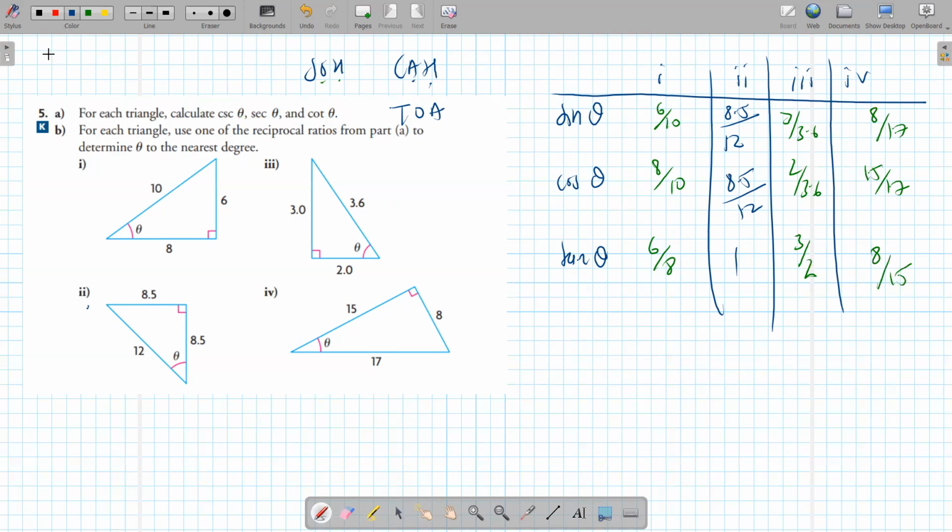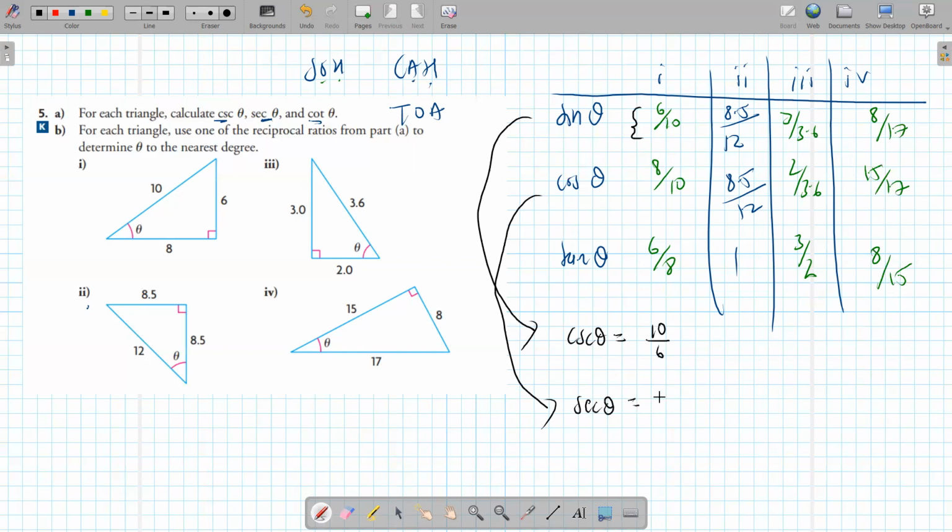Now this question is asking us to find the reciprocal. So it's very easy. Look at the first one. Sine, the reciprocal is cosecant theta. All you do is you take this and flip it upside down, literally like that. Cosine, the reciprocal is secant theta, sec. You just flip that upside down, becomes 10 over 8. Tan is cotangent, cot theta. Flip it upside down, it's 8 over 6.